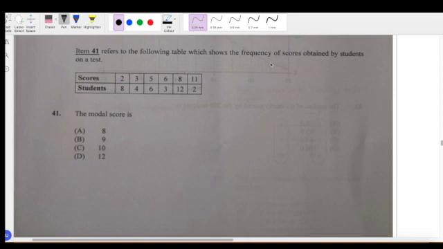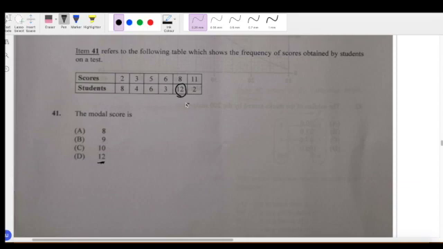Refers to the following table, which was frequency scores obtained by students on a test. The modal score, another mode. Why are they testing modes twice? The modal score is, be careful, right? If these are the students and these are the frequencies, so this here is 12. Notice they have 12, but that is not the answer.